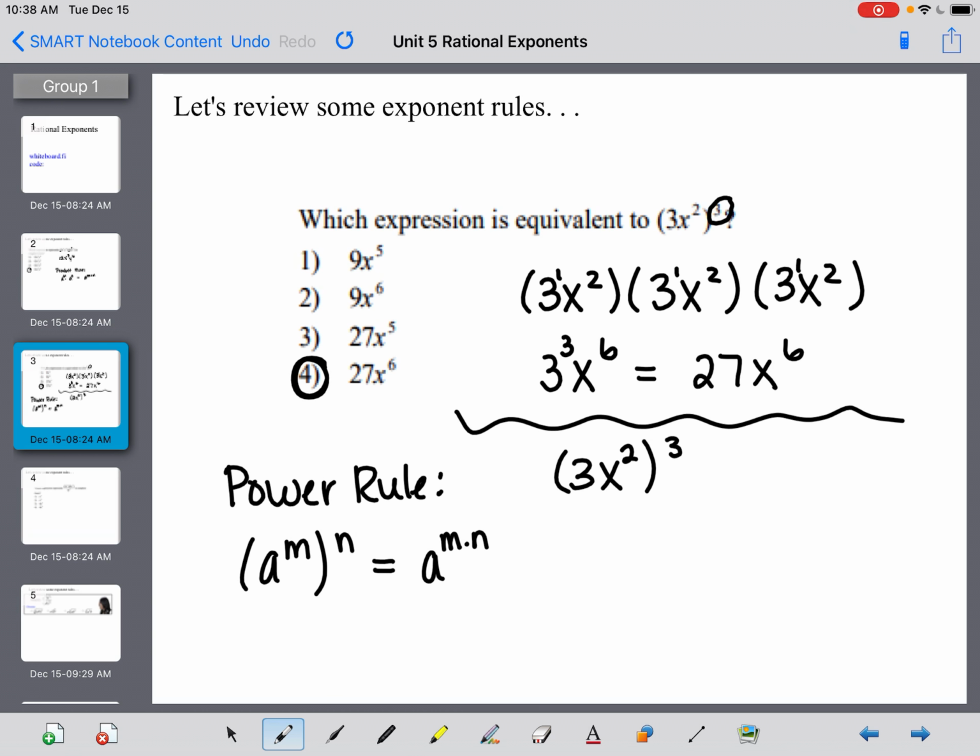So I can take the power of m and the power of n and multiply, and their product would be my new power. So if I look at this problem here, I have 3 being raised to the first power, x being raised to the second, and then everything now is being raised to the third. So let's take the original power of 1 for 3 and multiply it by this outside power of 3 to get 3 to the third. Let's take this original power for x of 2 and multiply it with the outside power of 3, and that will get me my x to the sixth, and then again, simplify the 3 to the third to give us a 27. So the power rule says when you have a power raised to another power, you multiply those powers.